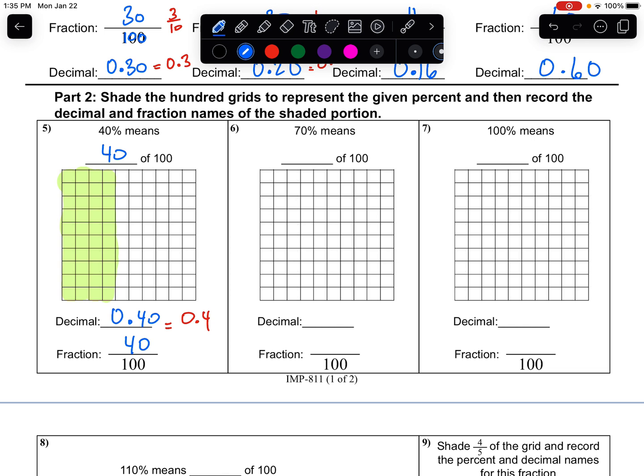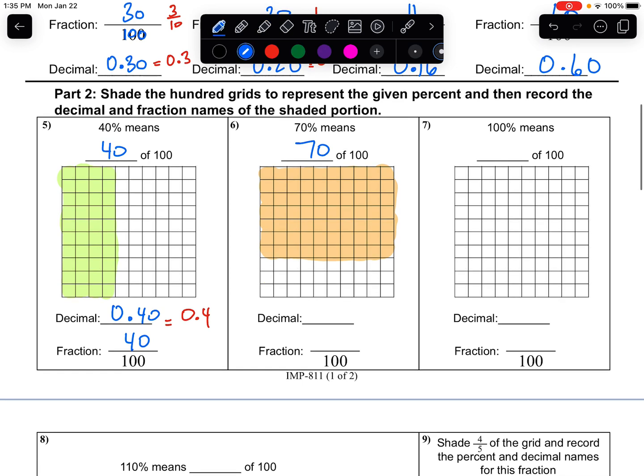70% means 70 out of 100. That means we are going to be shading 7 of those. I'm going to do this sideways just because why not? More fun that way. 3, 4, 5, 6, and 7. There it is. 70 hundredths, which is written this way. And as a fraction, 70 over 100.